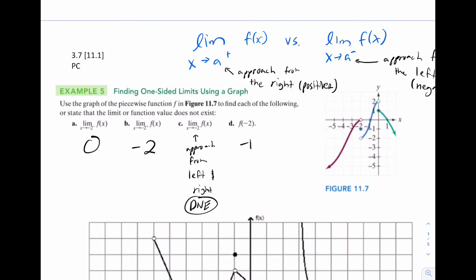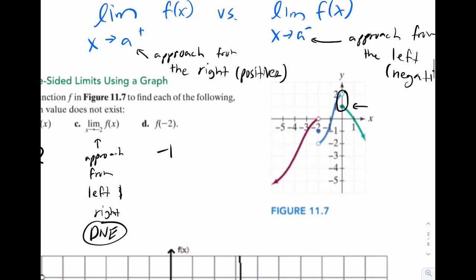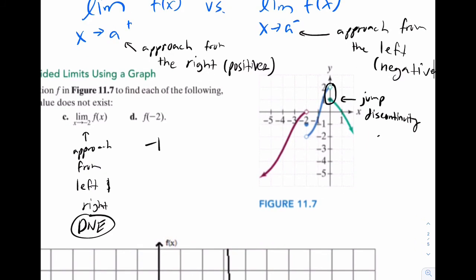Now the next thing to point out is going to be, notice this kind of discontinuity here. It's not quite a removable discontinuity. This is called a jump discontinuity because you're literally jumping. So notice how it's like a piecewise function. That's going to be your jump.